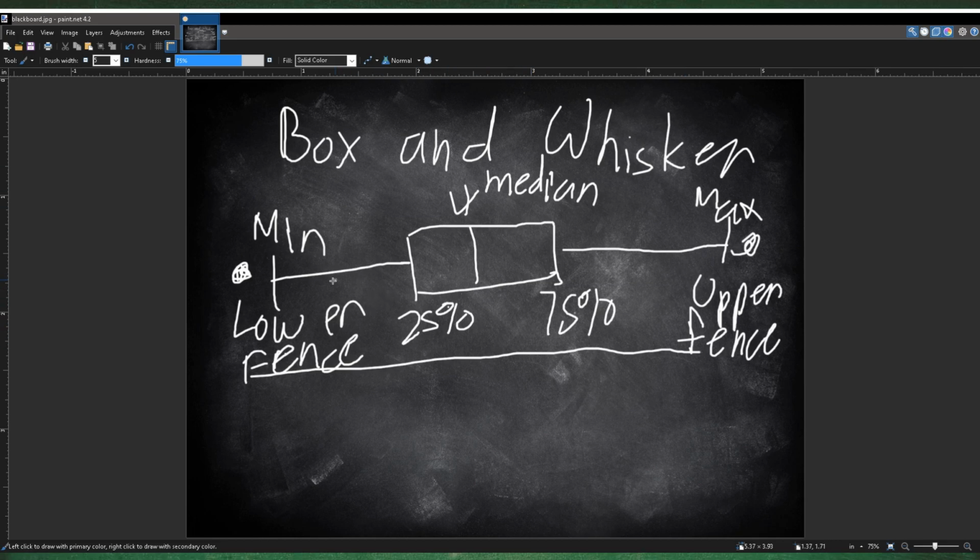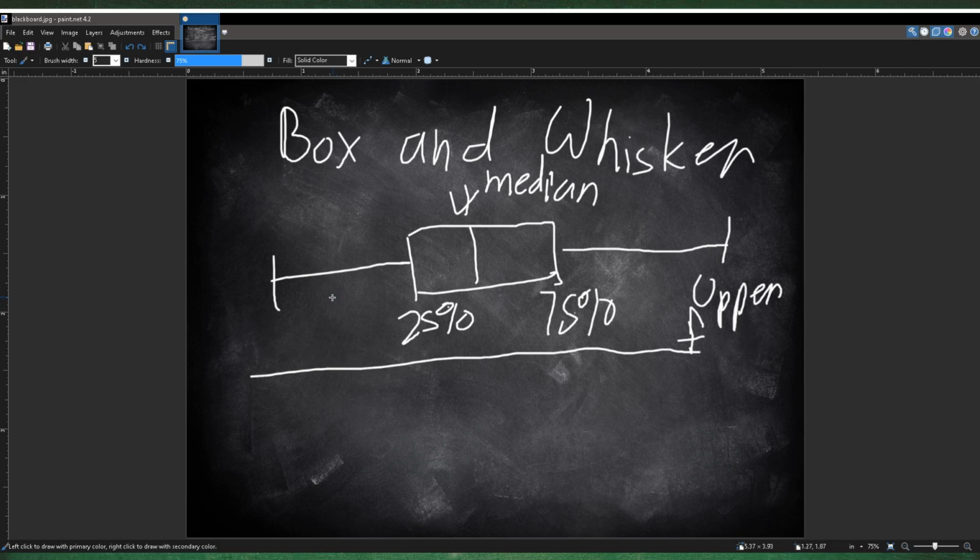So basically how you determine a lower fence or upper fence is that, let's say, let's delete this for a second.